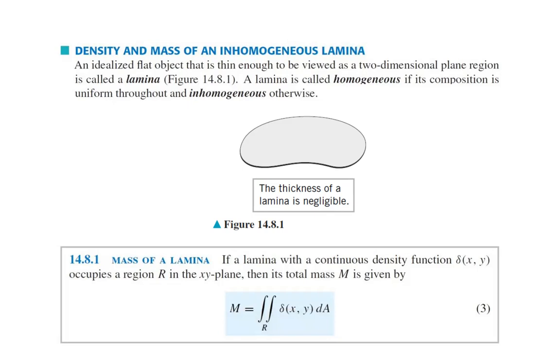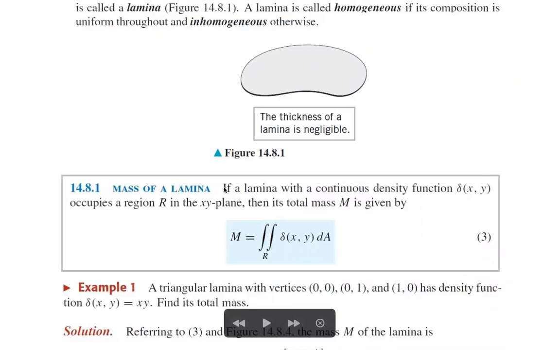Now, mass of a lamina. If a non-homogeneous lamina with continuous density function delta of xy occupies a region R in the xy plane, then its mass M is equal to the double integral over R of delta of xy dA. So mass of a lamina equals the double integral over R of delta of xy dA, where delta of xy is the density function.